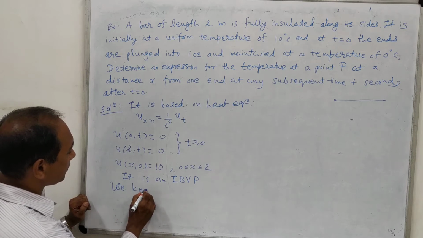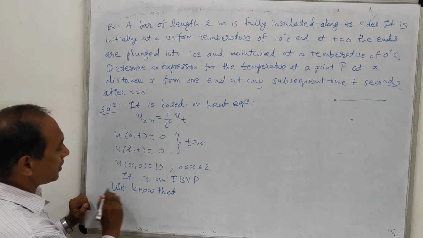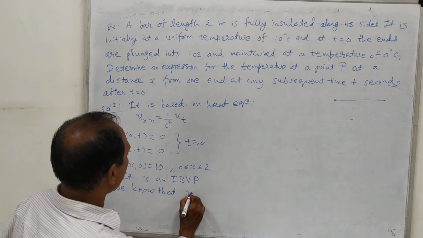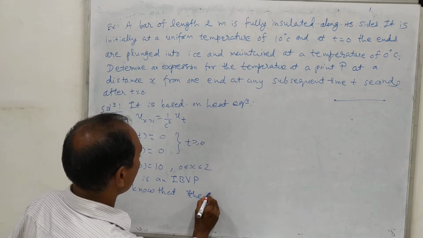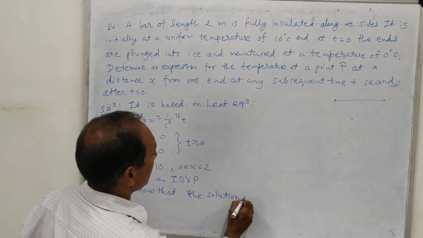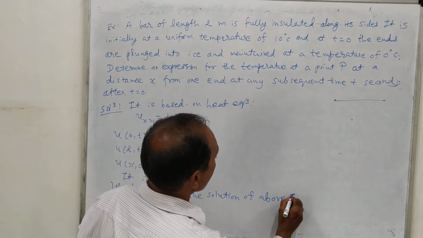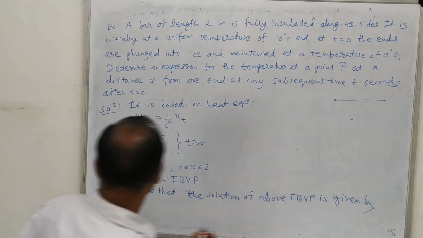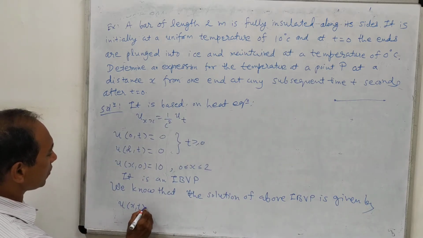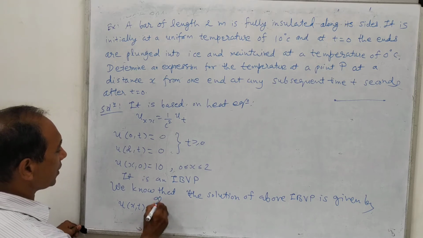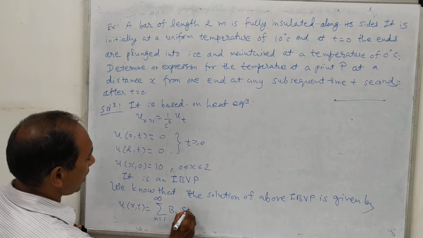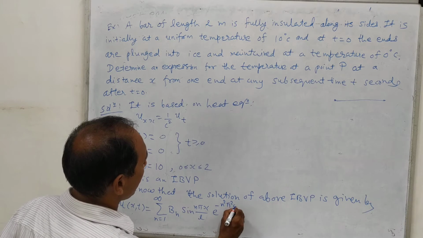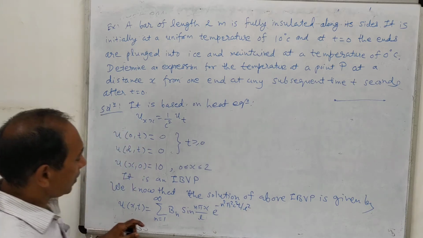So we know that the solution u(x,t) of the above IBVP is given by u(x,t) equal to sigma n equal to 1 to infinity Bn sin(n pi x upon L) into e raised to minus n square pi square c square t upon L square. So this is the solution.